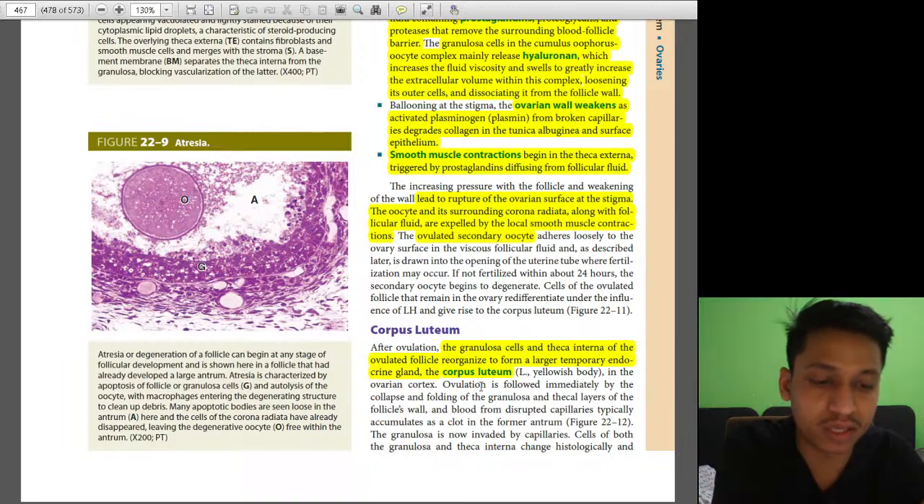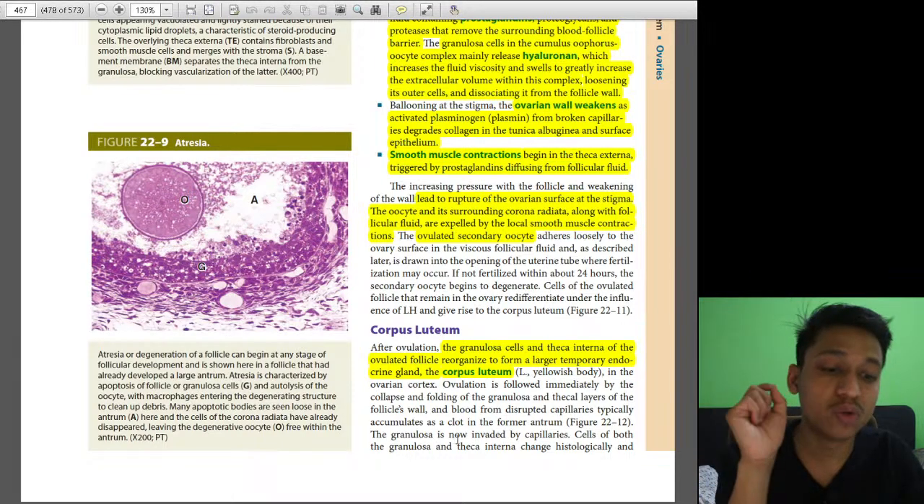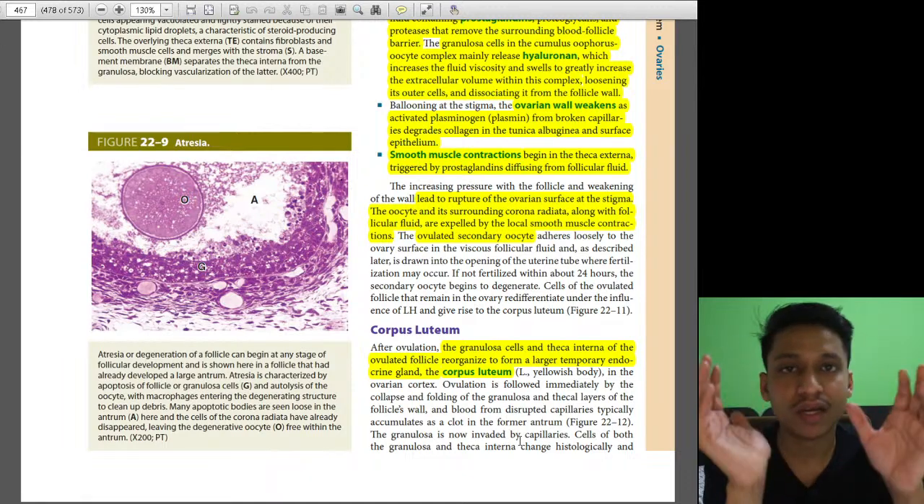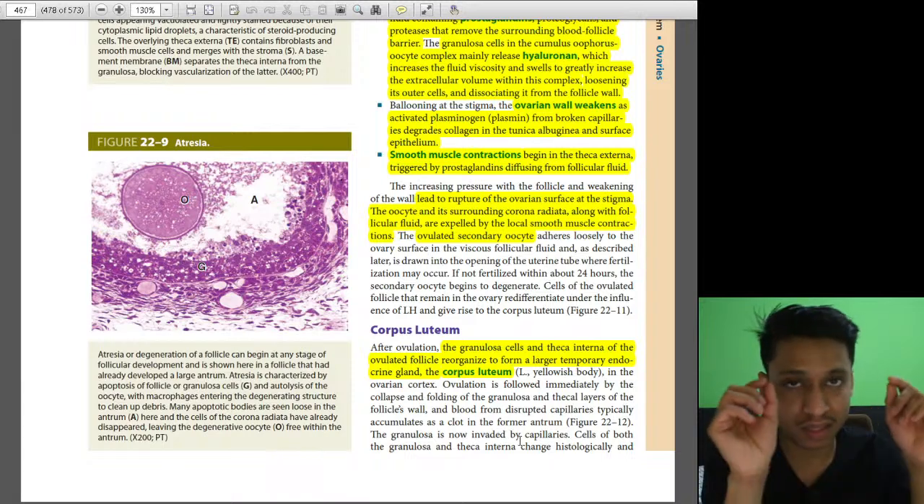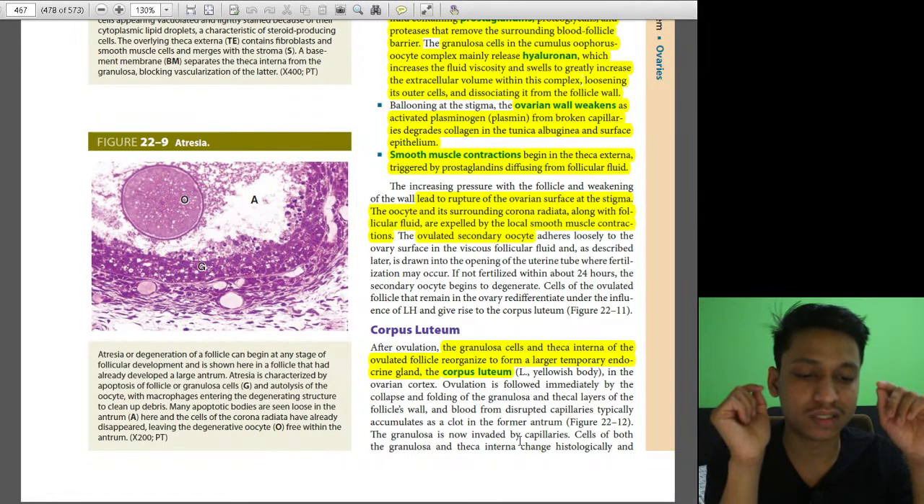In the ovarian cortex, ovulation is followed immediately by the collapse and folding of the granulosa and thecal layers of the follicle wall, and blood from the disrupted capillaries typically accumulates as a clot in the former antrum. The waste part, the granulosa cells, get folded in and accumulated in the former antrum. The granulosa is now invaded by capillaries. Those granulosa cells were avascular before, but in the corpus luteum they are vascular, invaded by capillaries. This is very important.